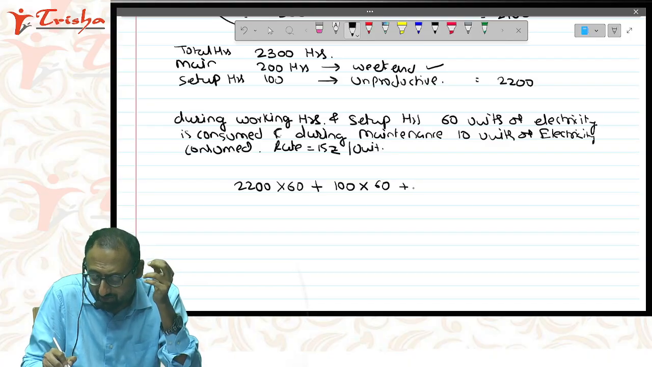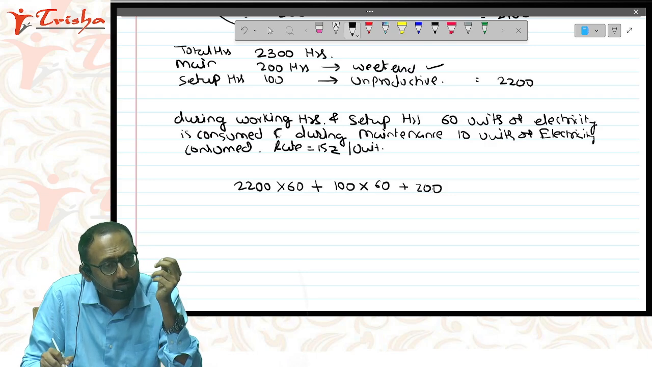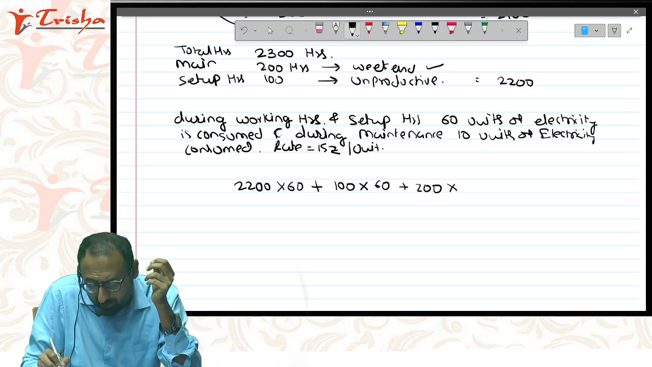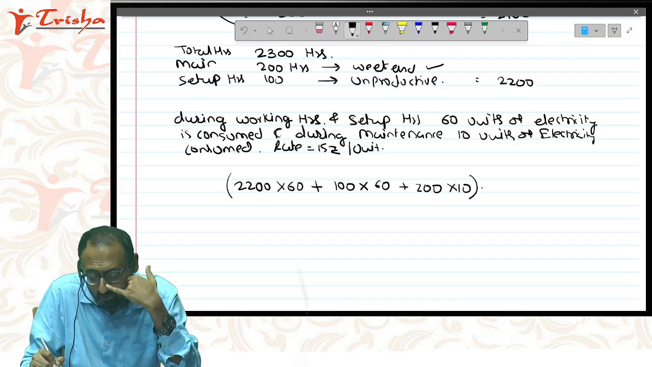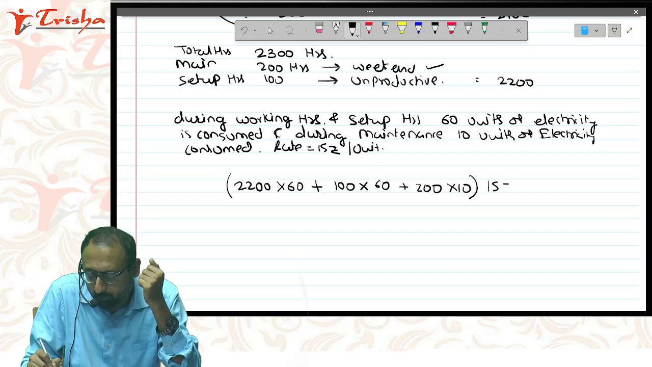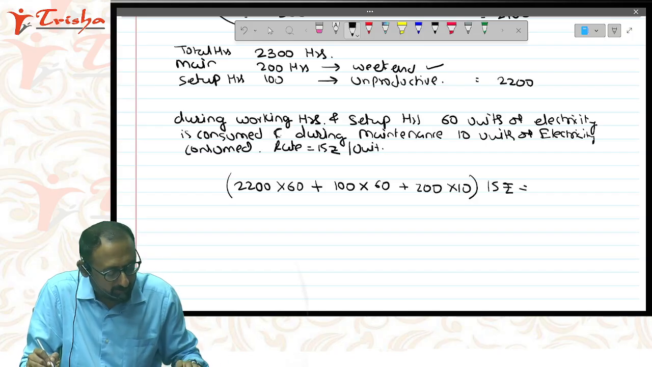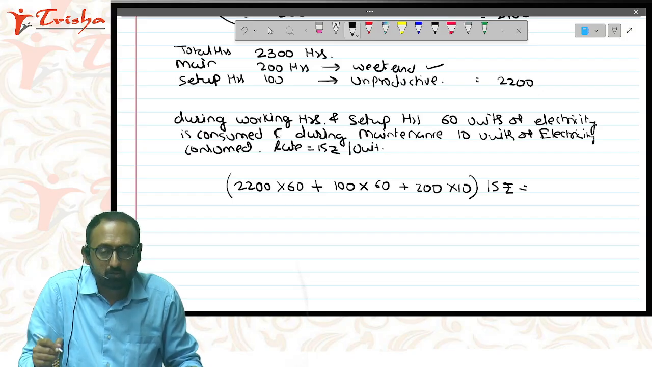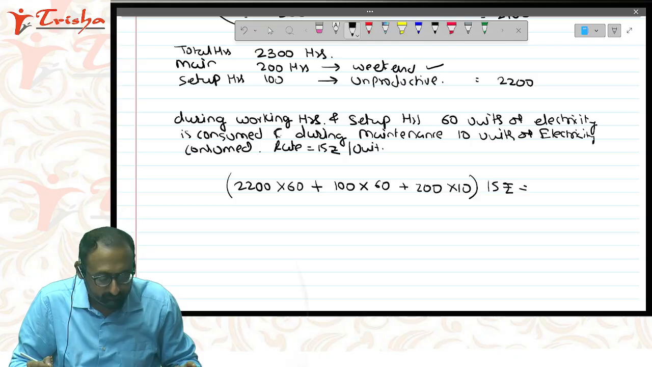Sir, how many maintenance hours are there? Is it 200? In the 200 hours also 10 units of electricity is consumed. So these are the electricity units consumed, multiplied by the rate per unit, which is 15 rupees. Check how much will be the answer, guys. Calculate and tell me, Sarji.